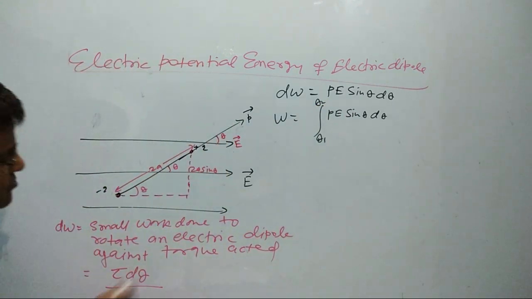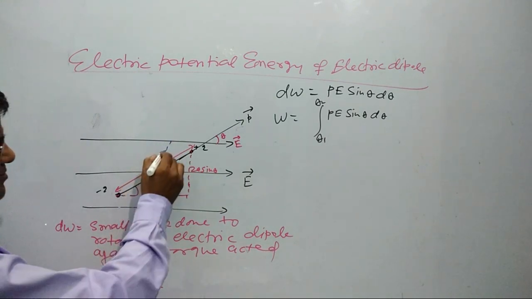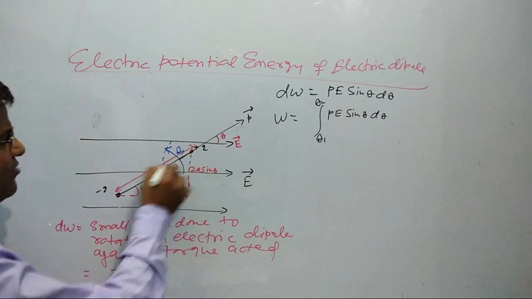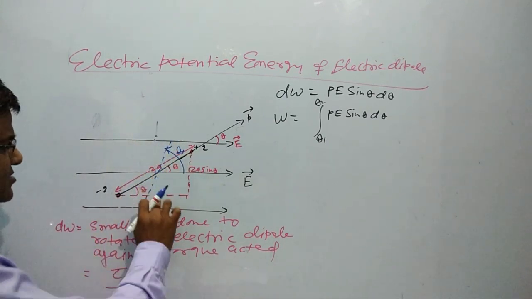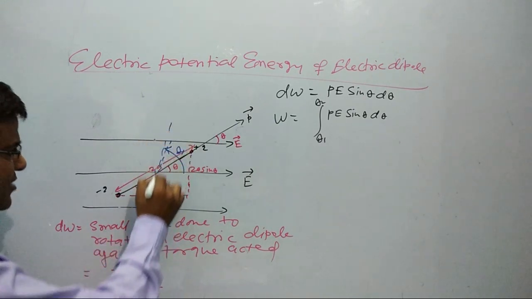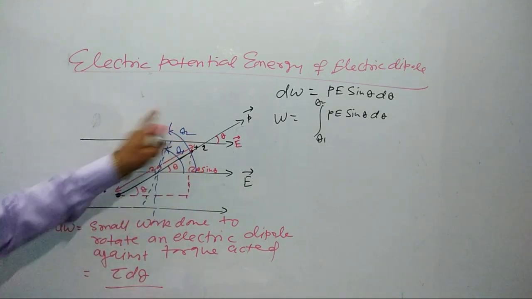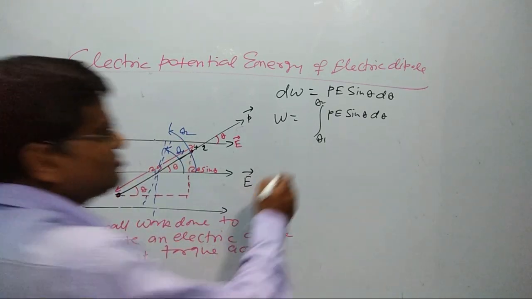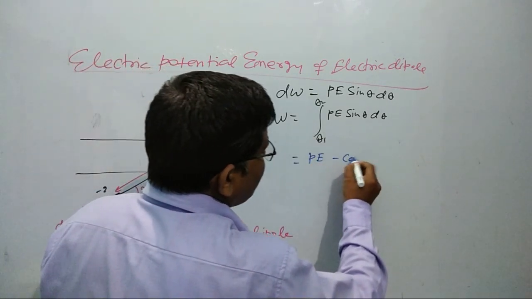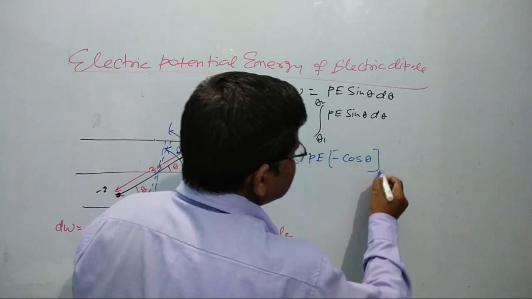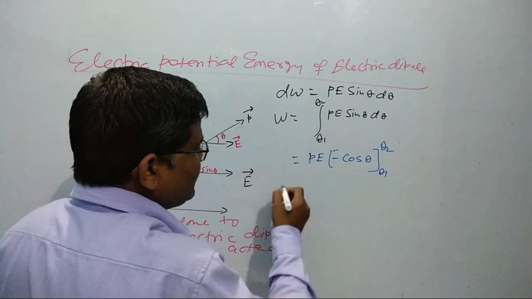Just let me draw. Suppose the dipole in the first situation is in this condition, meaning this angle is theta 1, and now you twist it from here to here by some different angle. This becomes theta 2. Theta 1 to theta 2, just a twist. Then the work done is pE times minus cos theta, from theta 1 to theta 2, where p and E are constant. The integration of sine theta d theta is minus cos theta. That's why I am using it here.